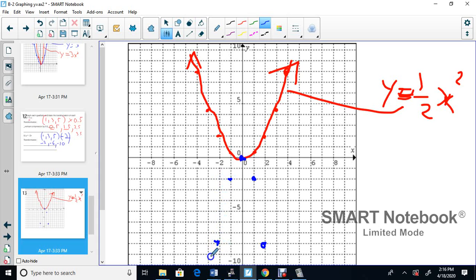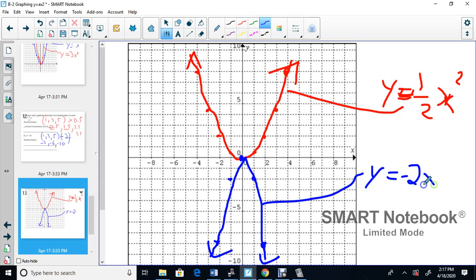We connect all these. So again, the negative one opens down. Okay, we call this a reflection. Oh, my graph is not perfect here. I think you guys can do way better than me on the screen. Okay, so this one is y equals negative 2x squared. So the negative ones open downwards. Okay, they open down, and we call this a reflection.